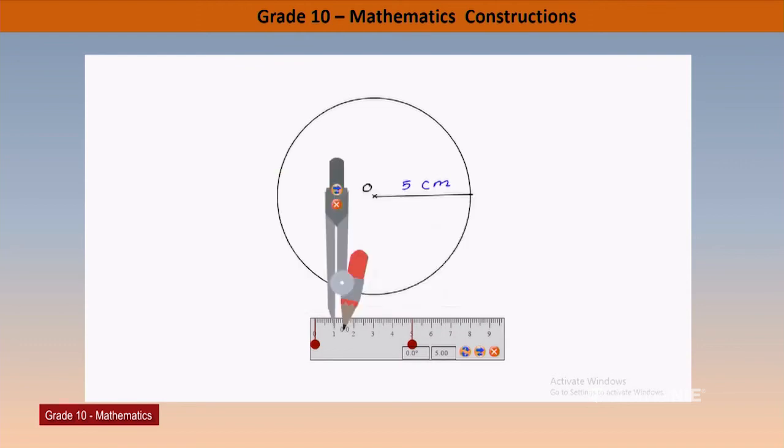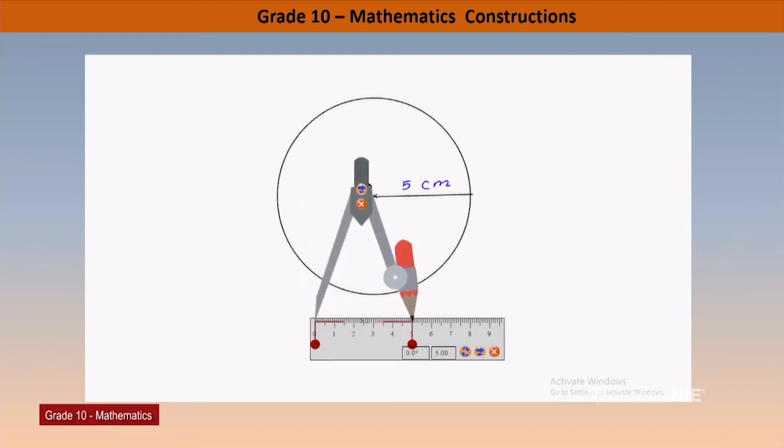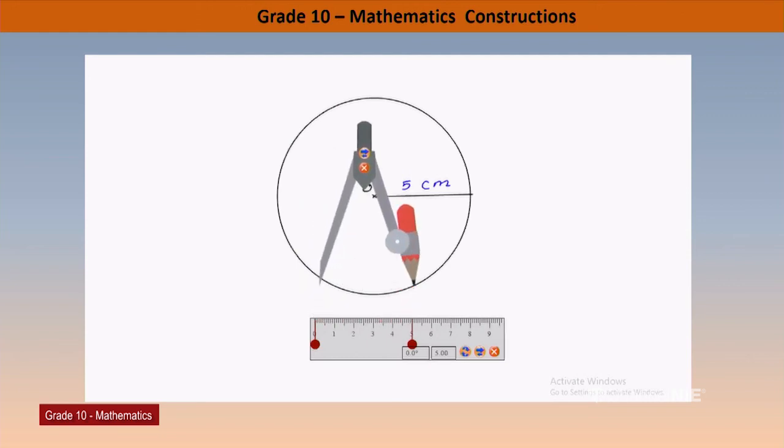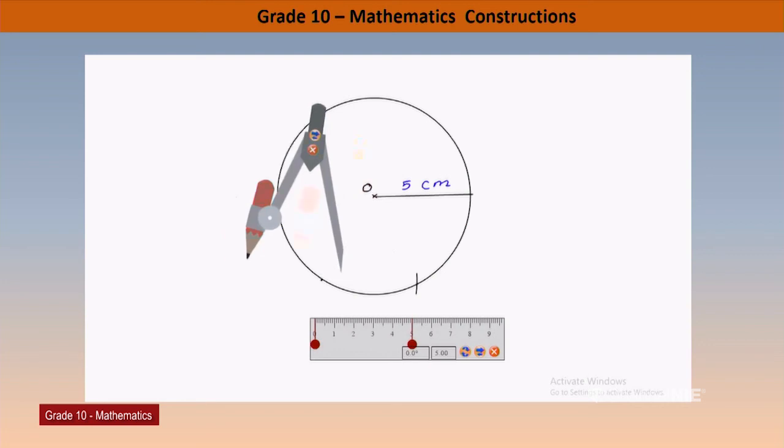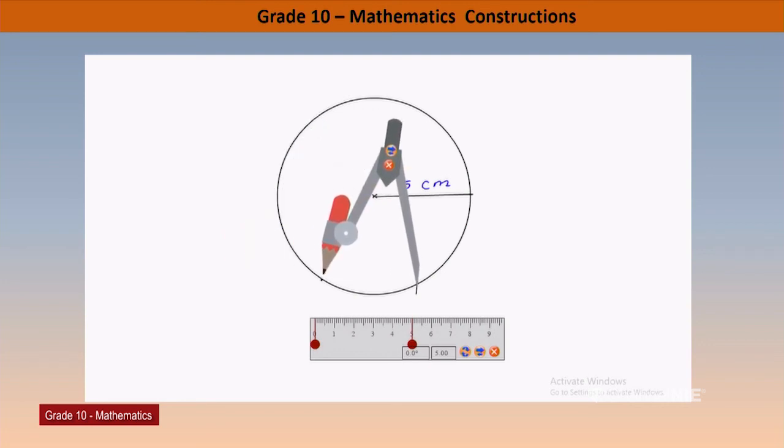So, we have to mark 2 points on the circle 5 centimeters away. So, take the radius as 5 centimeter. Keep the steel point on the circle and draw an arc. This arc and the circle intersect at a point, jump to that point, keep the steel point on that point and draw an arc. Here we found 2 points. When we join that 2 points, distance between that 2 points will be 5 centimeter.